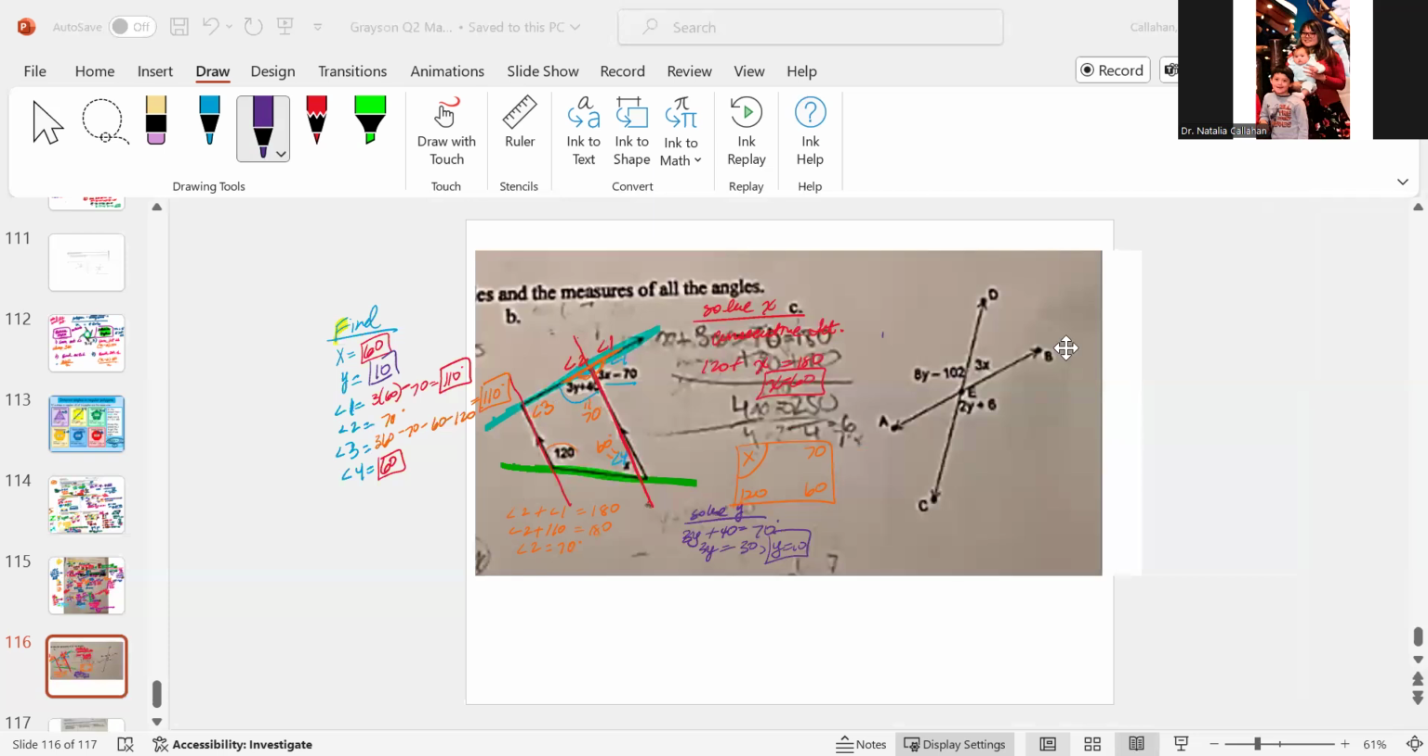Okay, C. I don't see any parallel lines there, but what I do see are crisscrosses. What angle or what theorem do you use with crisscrosses? Stop erasing, just cross it out. You're wasting time right now, and you're making a mess.